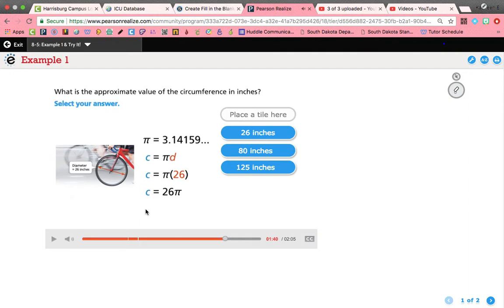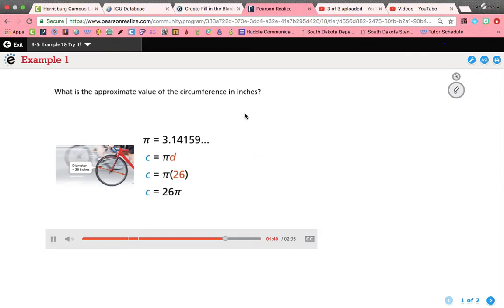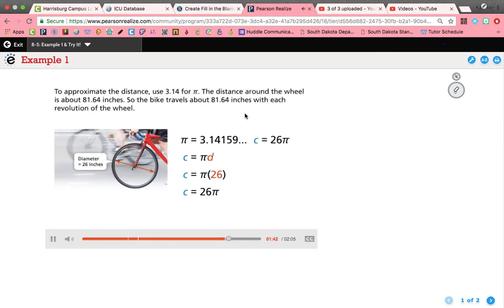Select your answer. It wants us to say what is 26 times pi, which is 3.14. So what is about 26 times 3? About 80. To approximate the distance, use 3.14 for pi. The distance around the wheel is about 81.64 inches. So the bike travels about this distance with each revolution of the wheel.